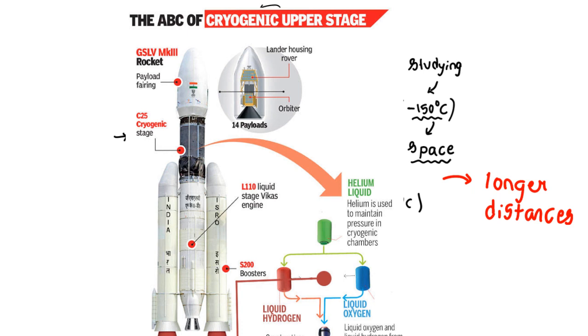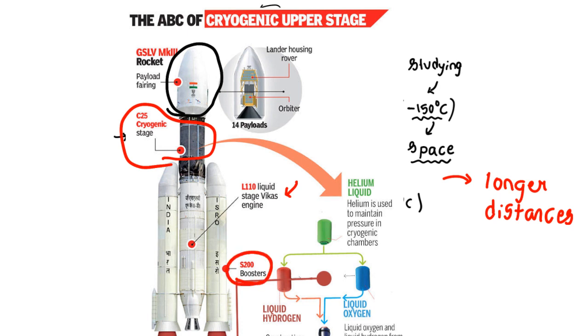the GSLV Mark III rocket, which consists of the payloads in the upper stage, and the next stage is cryogenic. See, this is the cryogenic stage. Clear? And this is the L110 liquid Vikas engine. It is the Vikas engine and these are boosters. Boosters provide extra thrust for the rocket to move. Clear? These are orbits and these are payloads. All these are payloads. Clear?